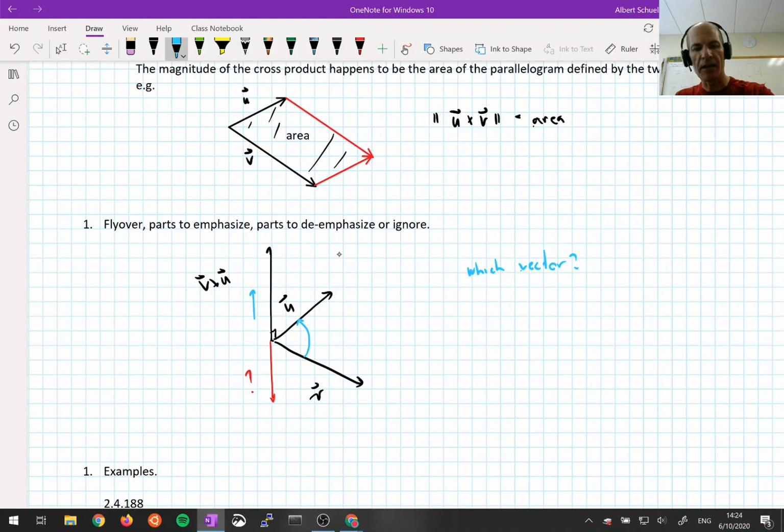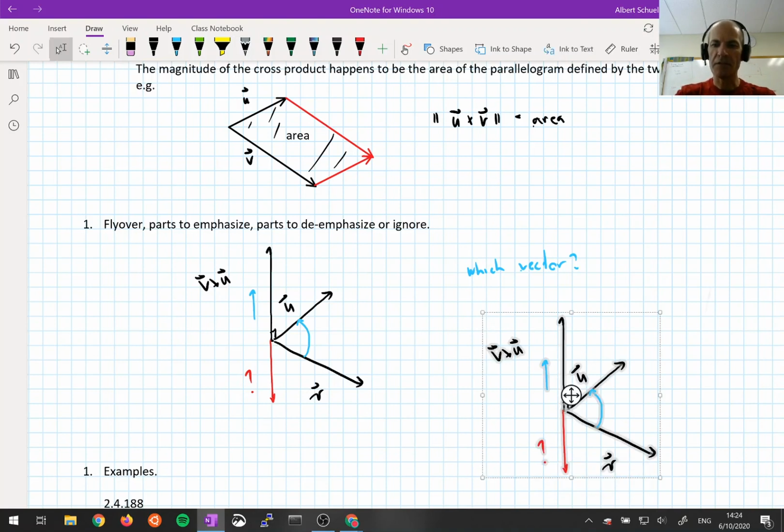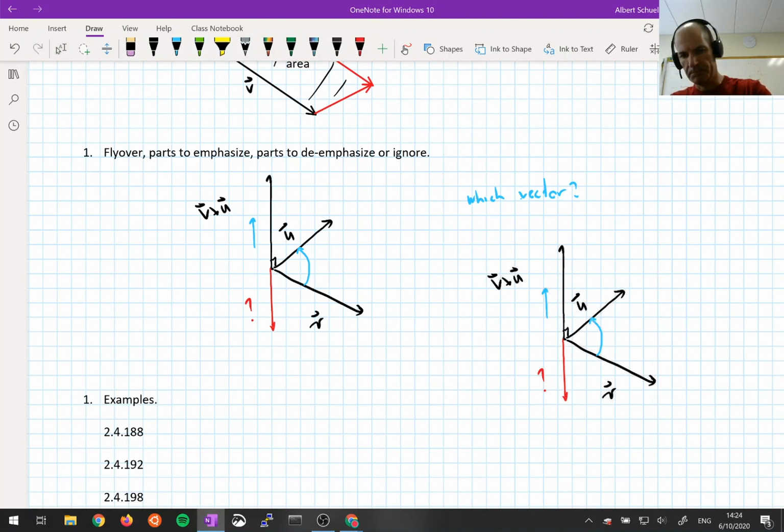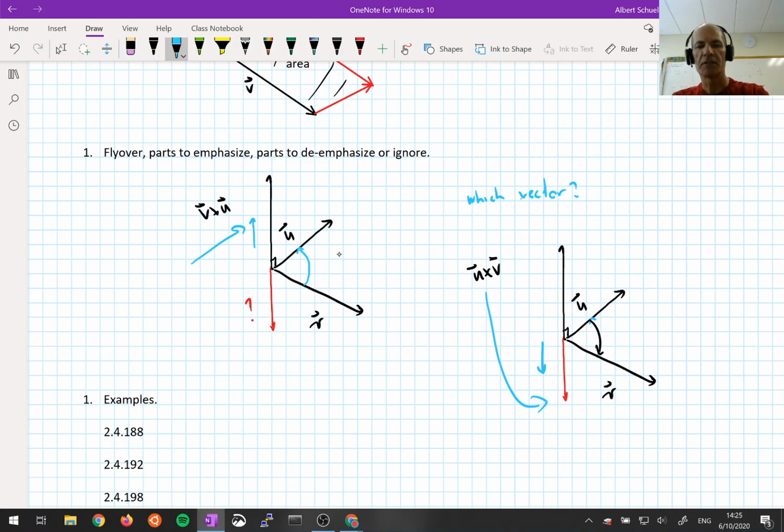On the other hand, if I took this same scenario, in fact, let me make a copy of it, and I simply reversed it and made it u cross v, like that. Then I would point my fingers along the u direction and my palm towards the v direction. You imagine a sweeping motion like this, my fingers pointing along u and then my palm facing v. Which way is my thumb pointing in that situation? My thumb is pointing down, and so u cross v is actually this vector and v cross u is this vector. They're the same length, but different directions.